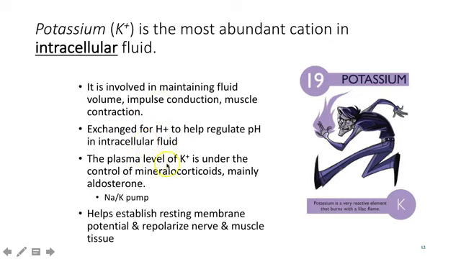And the plasma level of potassium is under the control of aldosterone, and aldosterone is a class of hormones called mineralocorticoids. Basically, if you're pumping sodium out of the body, you're going to be reabsorbing potassium. That's how aldosterone actually works. It pumps sodium out via the sodium potassium pump. So again, remember, if you're pumping 3 sodium out, you're getting 2 potassium in. Okay. And it also helps establish the resting membrane potential in nerve and muscle cells.